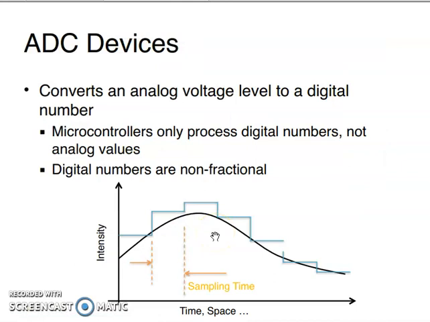Focusing on this ADC module, its function in the microcontroller chip is to convert an analog voltage level to a digital number. Why is that? Because microcontrollers can only process digital numbers but not analog numbers. And how is that done? We can refer to the previous video: it is through three processes. The first one is sampling, then quantization, and the next one is encoding of the analog value into its digital form.